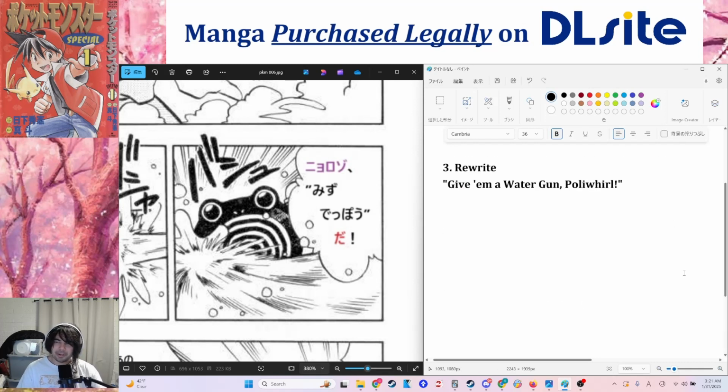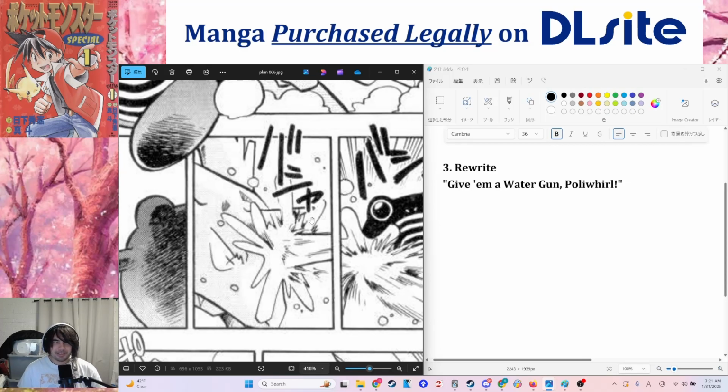And then for the rewrites, I feel like all these are going to be so simple, so I tried to get a little bit more complicated and nuanced with this one with "Give him a water gun, Poliwhirl." Again, I'm trying to capture the essence of early 90s shonen anime here. "Give him a water gun." That's the best I can do here.